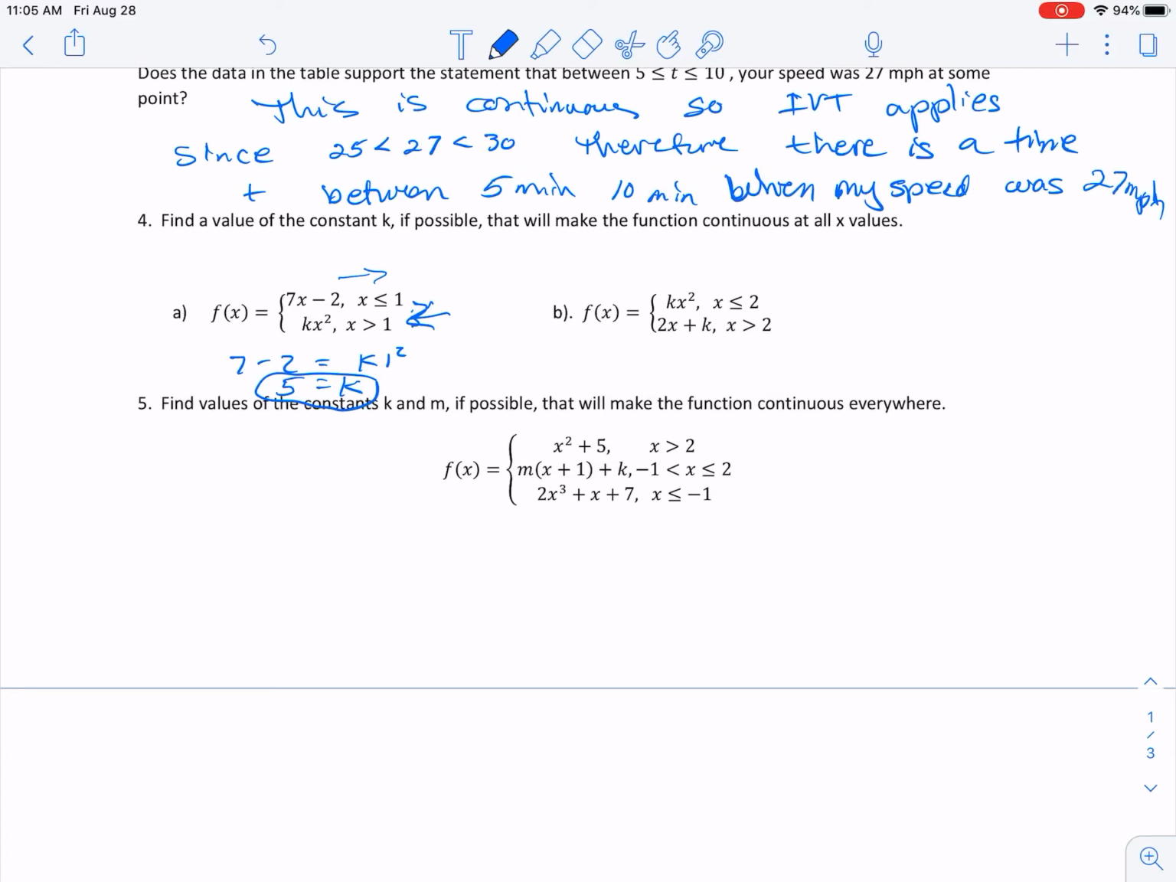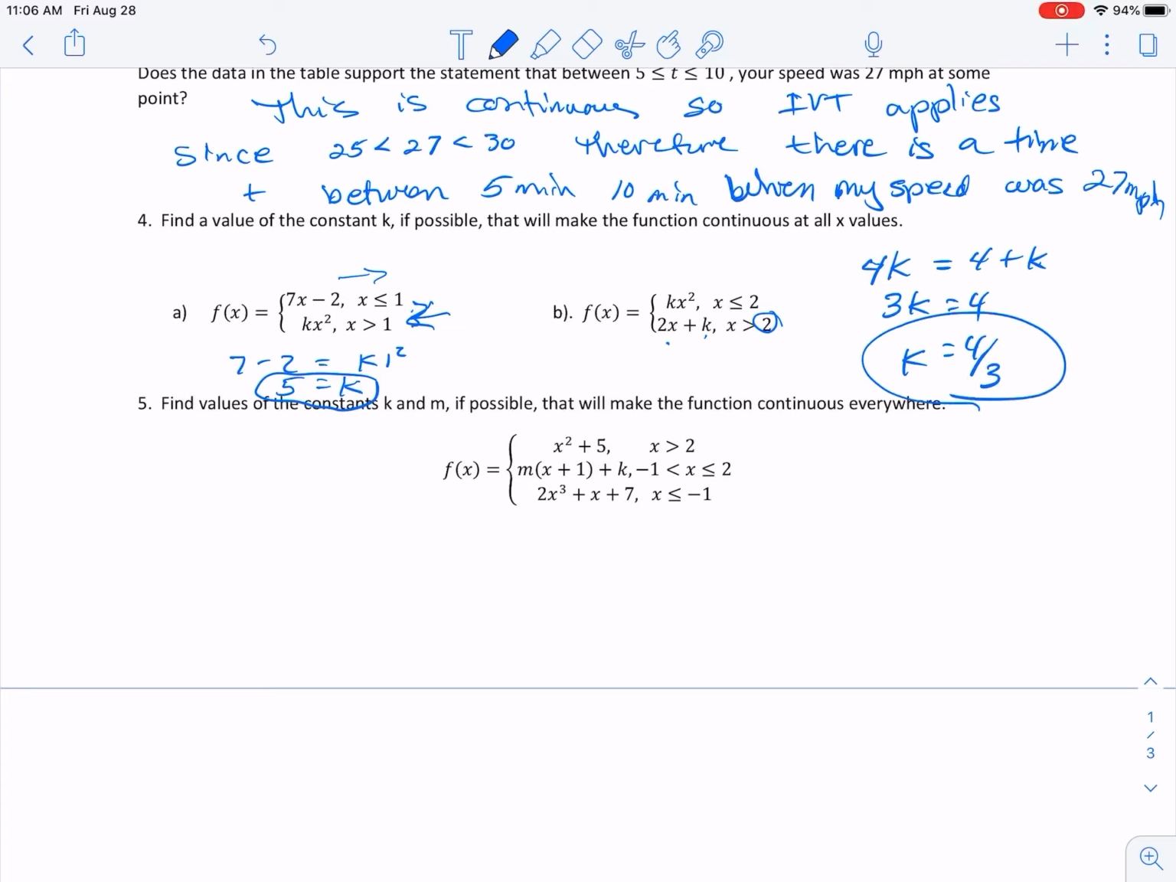All right, this one you plug in 2 for x, and you get 4k. It's equal to 4 plus k. The mistake made on these is plugging 2 into k instead of x. So plug it into the x. Subtract k, you get 3k equals 4. So k is equal to 4/3.